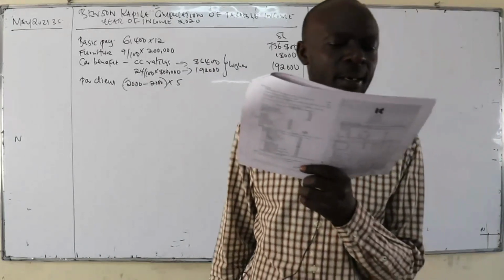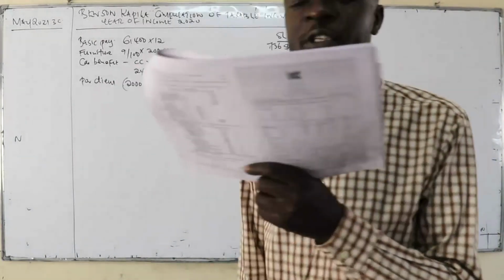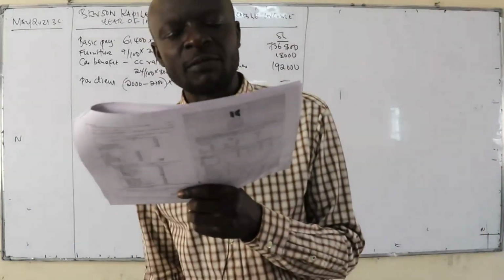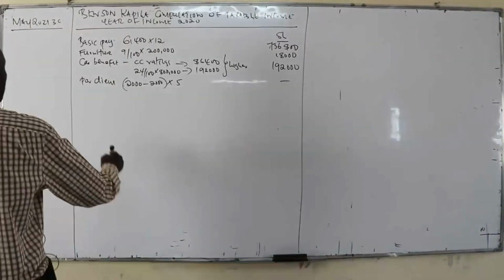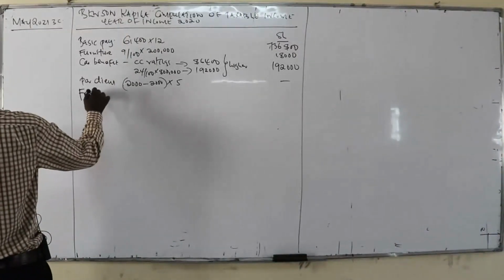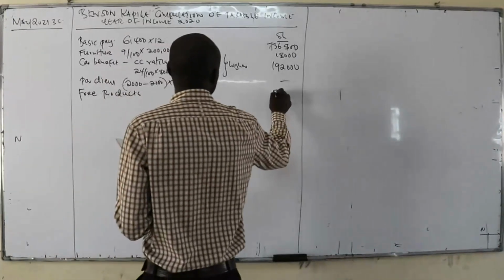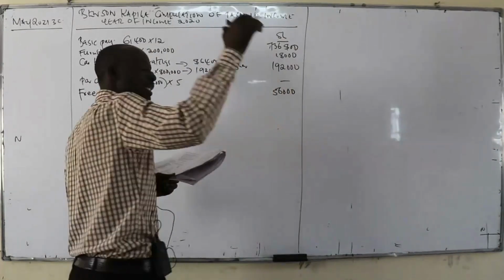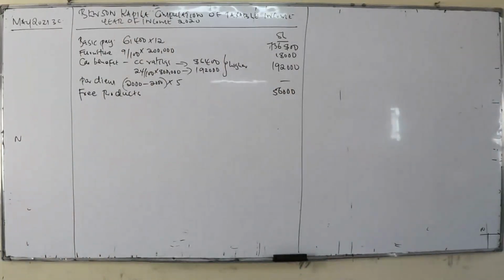Number 10, he enjoyed free company products during the year whose value was estimated at 56,000. So he says, provided this benefit value is more than 36,000, the entire value is taxed. So you write here, free products, 56,000. Remember, if this value is less than 36,000, it is tax-free. It is not taxable. But if it is 36,000 and above, it is taxable.